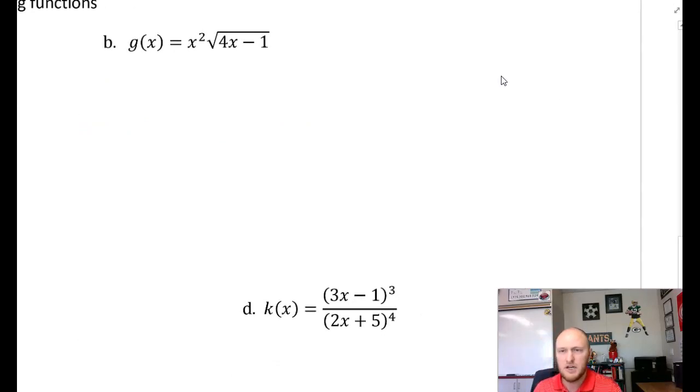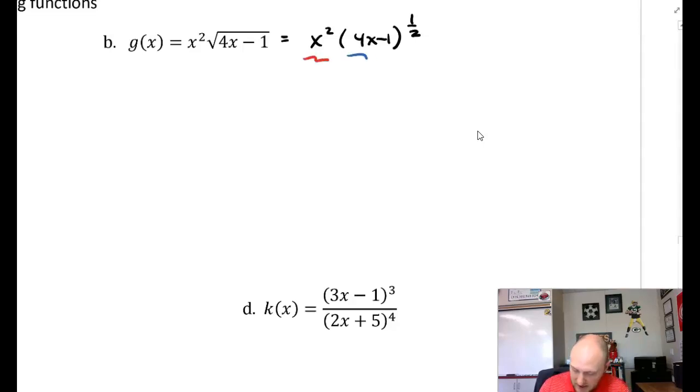B, g of x is equal to x squared times the square root of 4x minus 1. And I just like to right away rewrite this to the power of 1/2. I have one function here, and I have another function here. So I'm doing the product rule. Again, product rule. So g prime of x is equal to, okay, derivative of the first.